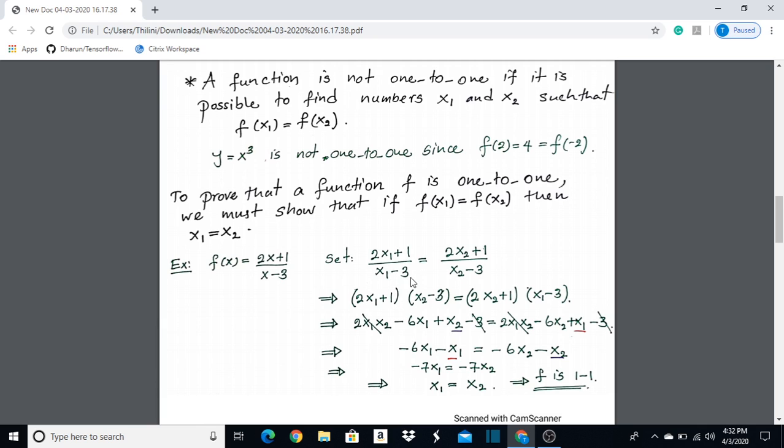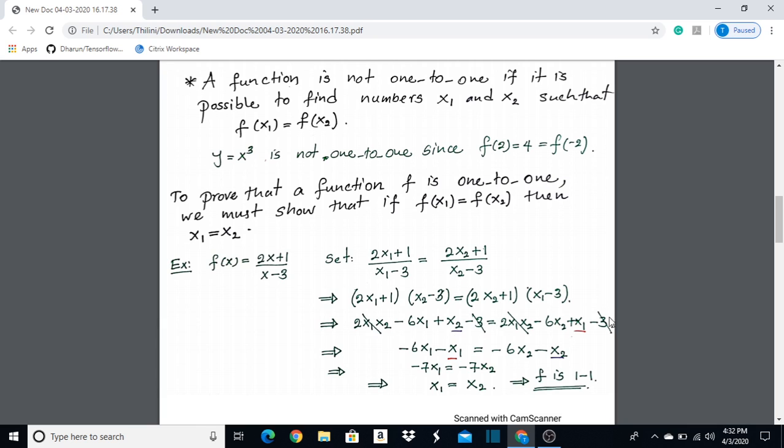So now we can do the foiling here. We do 2 times x1 times x2, and 2x1 times negative 3, that becomes negative 6 x1, and 1 times x2 is x2, and 1 times negative 3 is negative 3. Likewise, you can do the same thing to the right hand side, do the foiling. You can come up with some collection of terms like this. Now if you look at this carefully, you can see here we have 2x1 x2, and also on the right hand side we have 2x1 x2. If you subtract 2x1 x2 from each side, you can cancel this one.